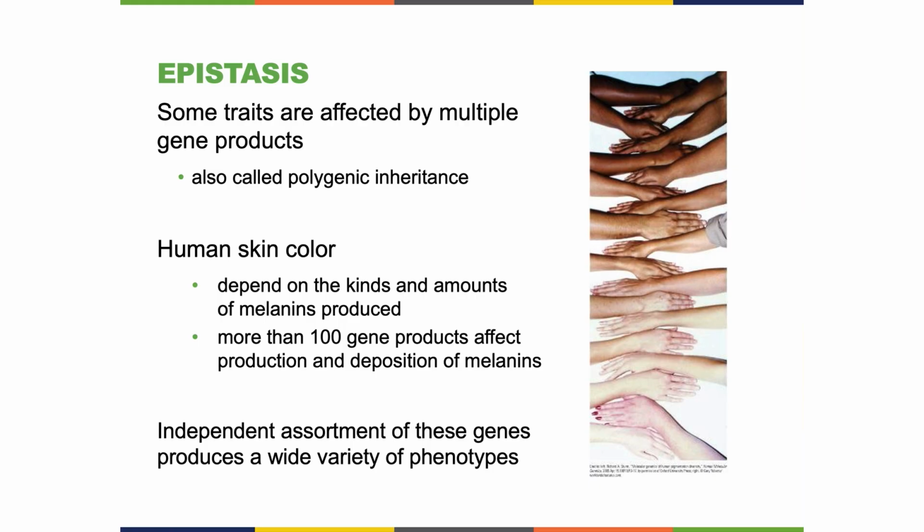Epistasis, this used to be called polygenic inheritance, is that some traits, there are multiple genes and the products of those genes that contribute to the trait. One of these is human skin color. There are more than 100 different gene products that determine how much melanin you produce and where it's deposited. And it's the melanin in your skin that causes your skin color from the very light to the very dark. Okay? And there's a huge range of variations because there's so many different gene products that there's a different ratios of how these can affect each other. And that's again all because of independent assortment. We can't control that.